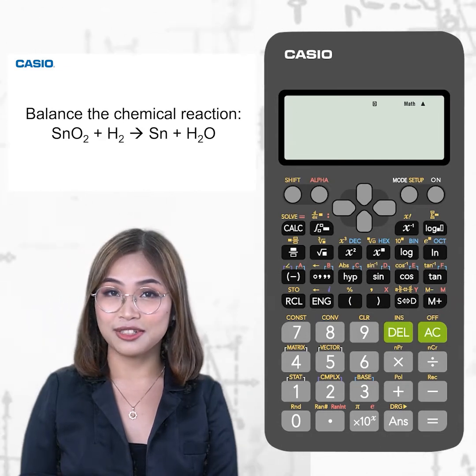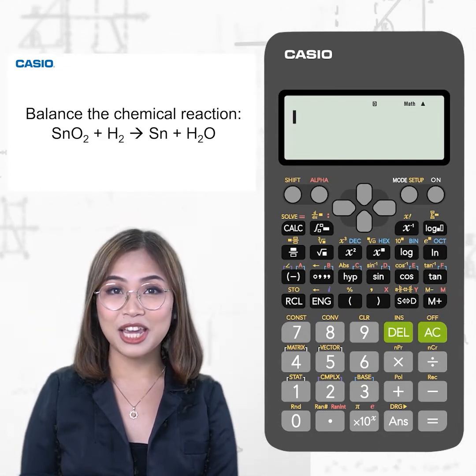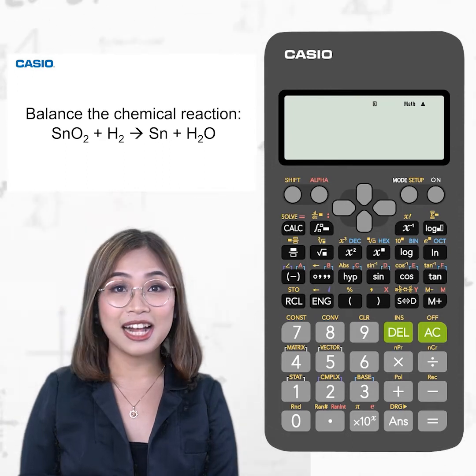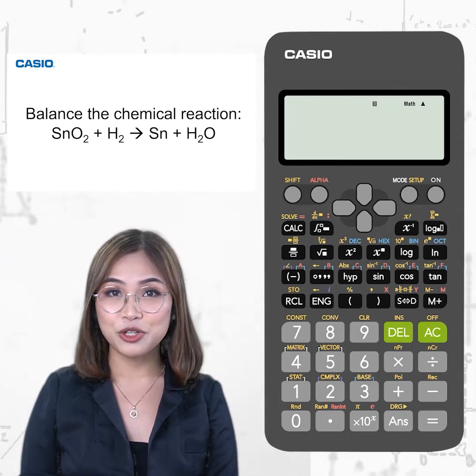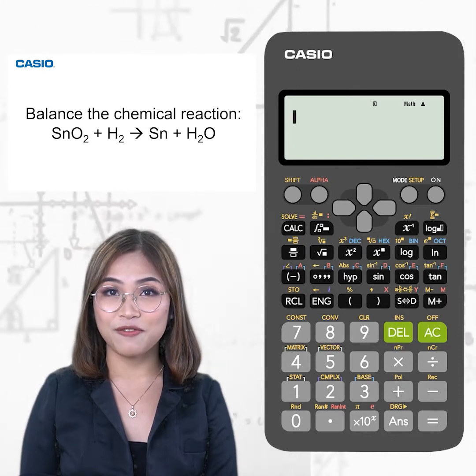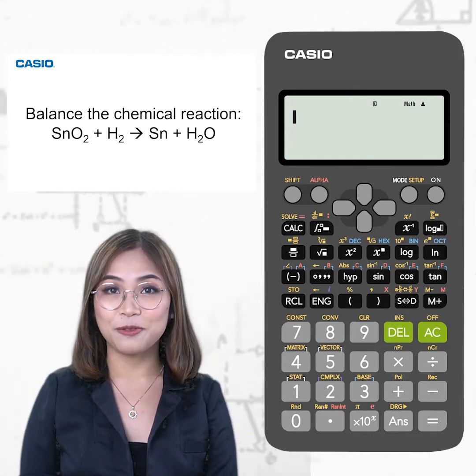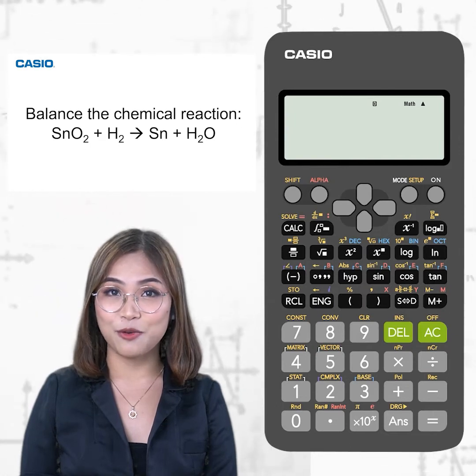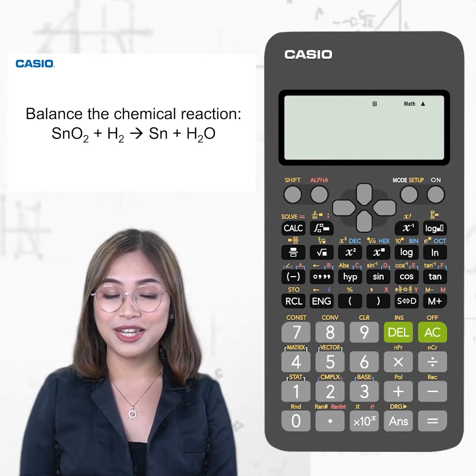balance an equation. Another common method of balancing chemical reaction equations is the algebraic approach. In this approach, coefficients are treated as unknown variables or undetermined coefficients whose values are found by solving a set of simultaneous equations. This is what we're going to do in this problem.